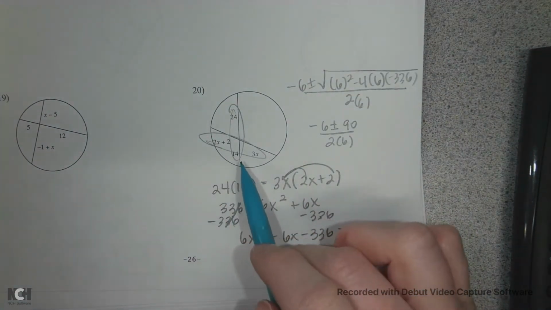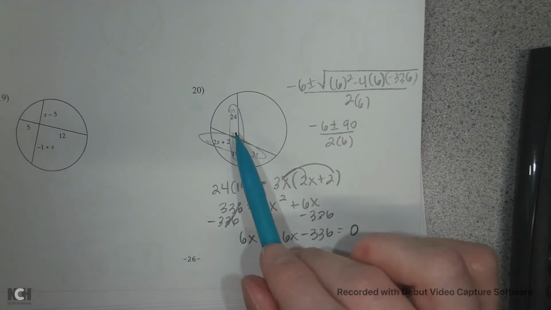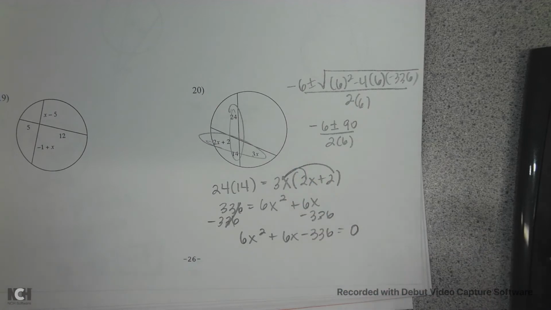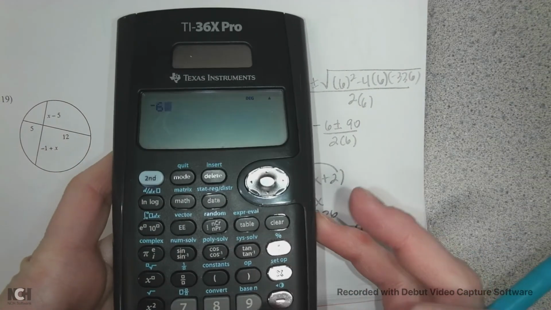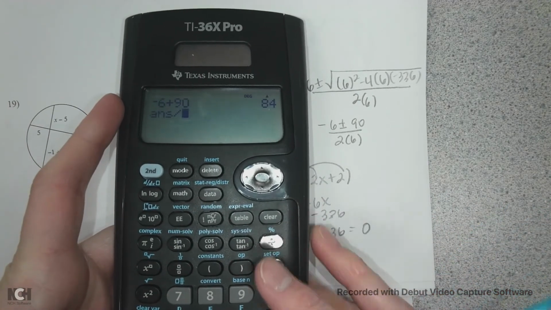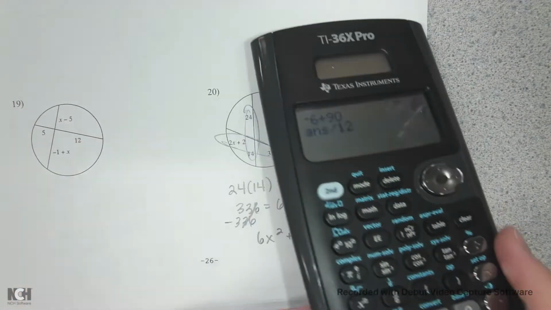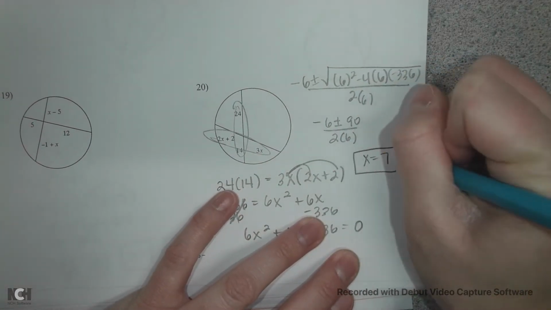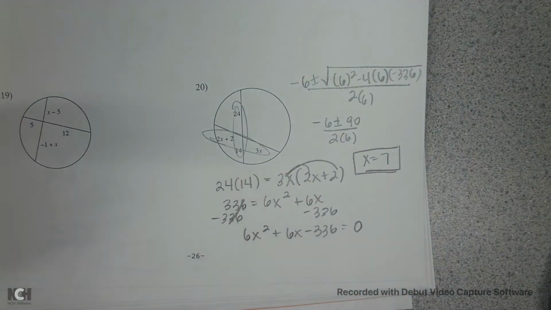Well, for these guys, we're not going to have negative answers. It's not going to work. So the negative answer we're going to just ignore. We're going to use the positive answer. So that's negative 6 plus 90 divided by 12, which is 7. So x is equal to 7. We're not going to have any measurements right now.